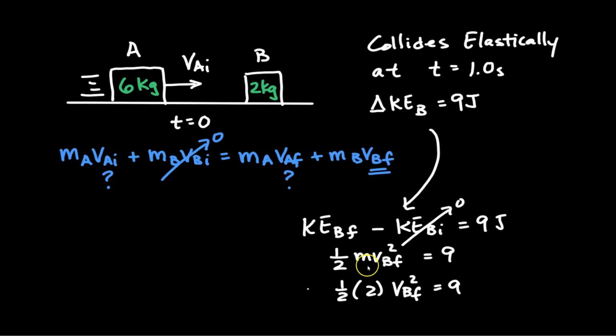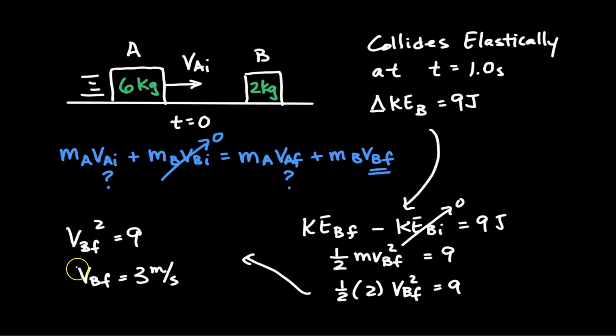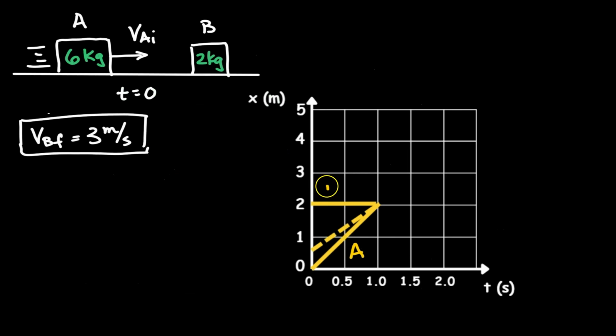We know the mass of block B, we can substitute that in, and that gives us 1/2 times 2 times vB final squared is equal to 9. Notice that the 2's will cancel out. That leaves us with vB final squared is equal to 9. So the speed of block B after the collision is equal to 3 meters per second. Now we're ready to look at the collision graph.